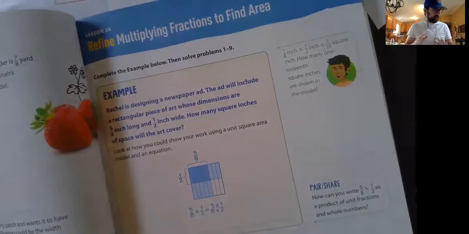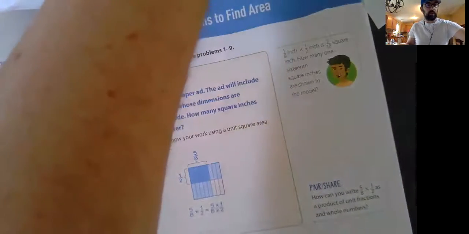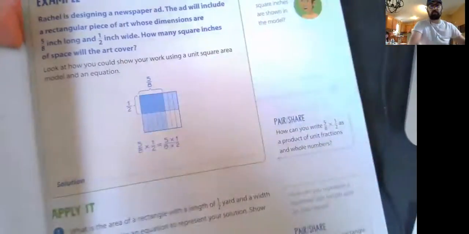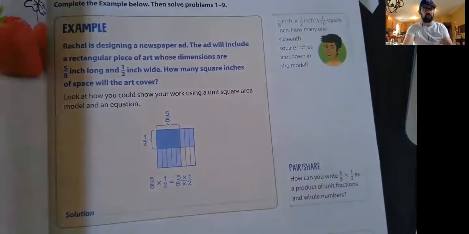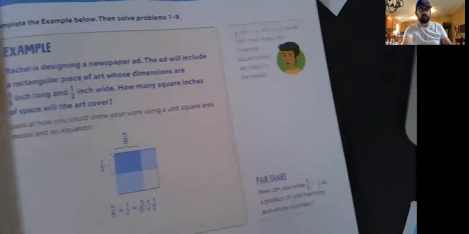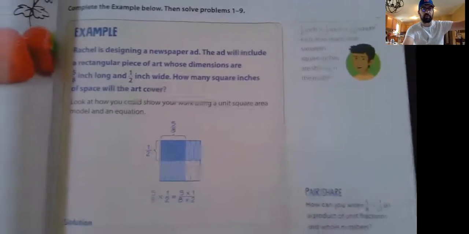Sounds good. All right, let's get started here. Something to write with, and we'll get started. All right, page 419. It starts out with the example, and that's what we'll go over here, as this sets everything up as our review.